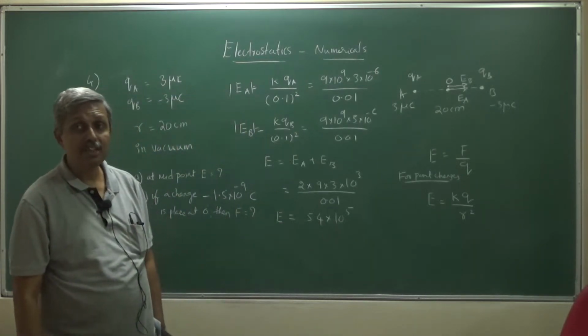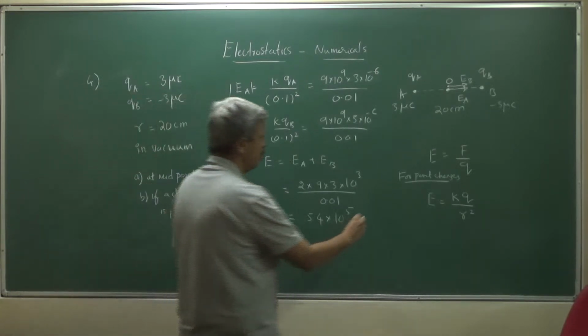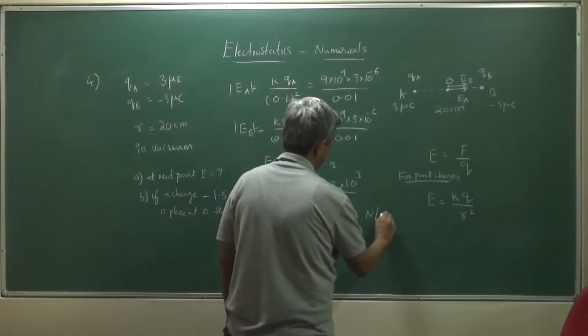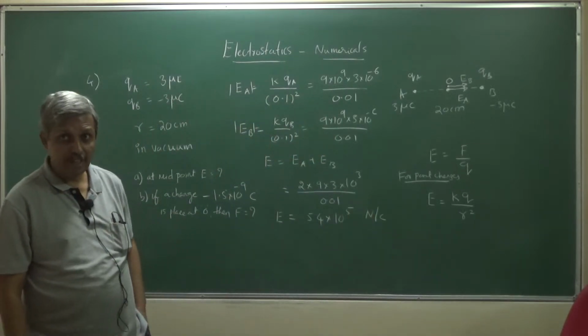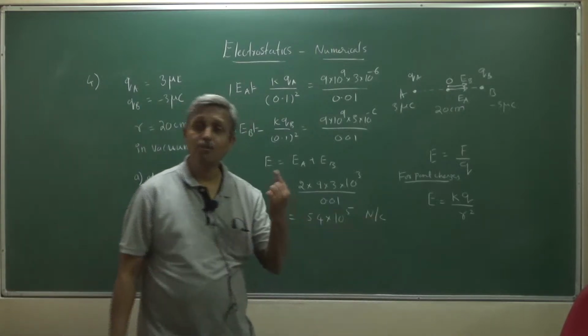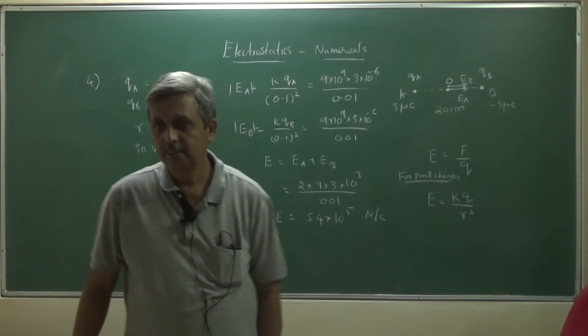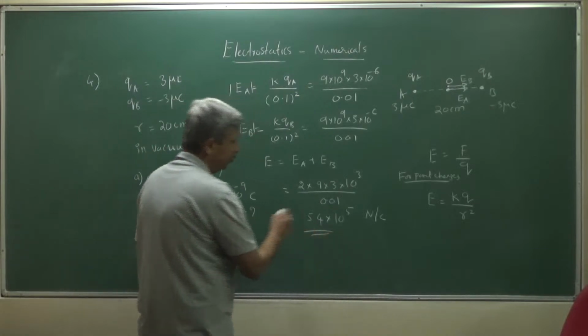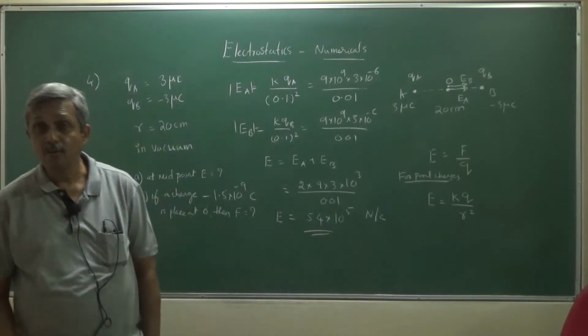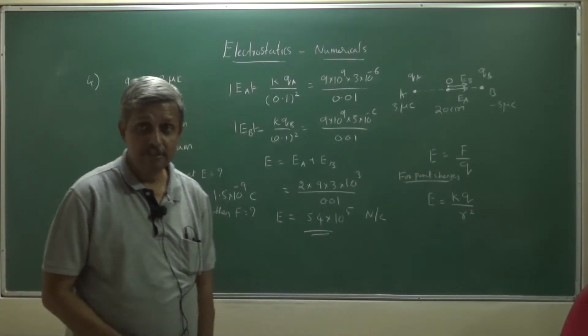What is the unit? Newtons per coulomb. Its value is very high because we are calculating for 1 coulomb. It's a big number. Okay. So, newtons per coulomb is like E. Now, this is the first part.